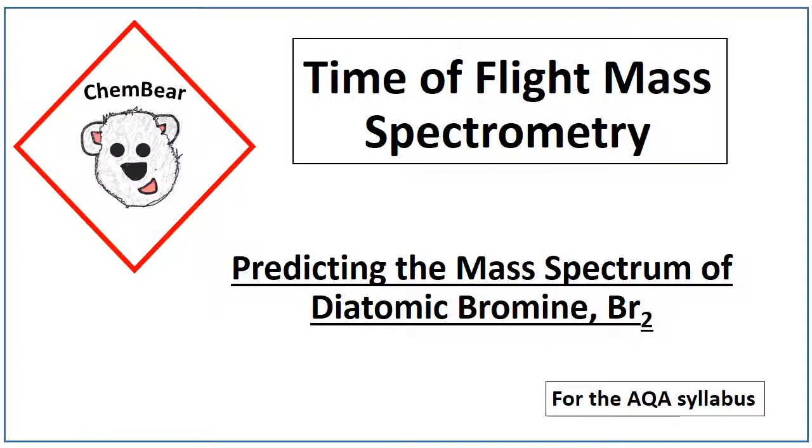This video shows you how to predict the mass spectrum of diatomic bromine, including how to predict the mass to charge values and the relative intensities of the molecular ion peaks you get. This is particularly relevant for the AQA syllabus, where questions have been asked for you to actually sketch one of the mass spectrum you would obtain from a diatomic molecule.